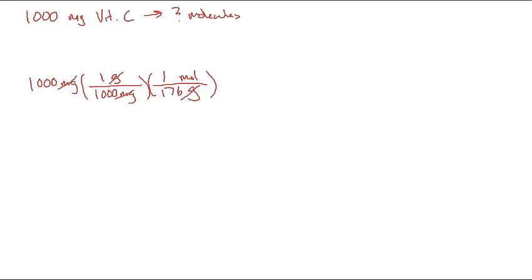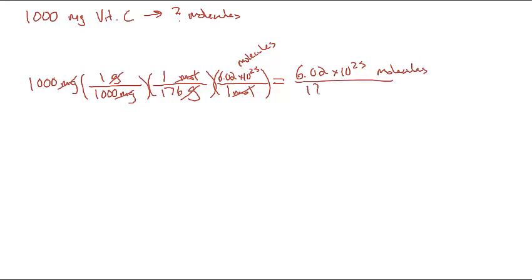But I'm not asking for moles. I'm asking for molecules. So here's my third step. I know 1 mole of anything is 6.02 times 10 to the 23rd of that thing. So in this case, it's molecules of vitamin C. So my moles cross out. And now I get 1,000 divided by 1,000, so that crosses out. I have 6.02 times 10 to the 23rd molecules of vitamin C divided by 176. And I get 3.41 times 10 to the 21st molecules.